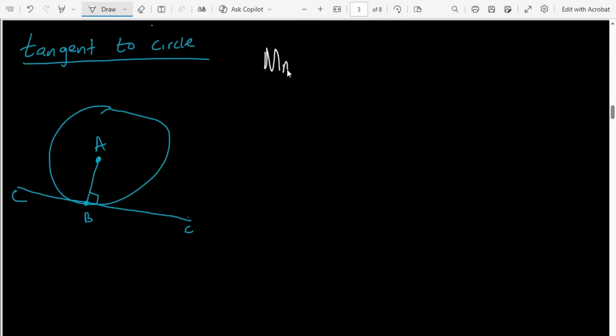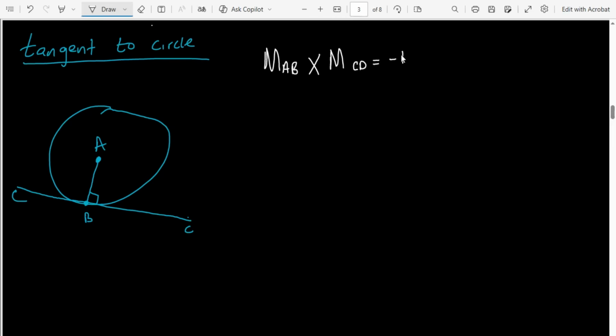The gradient of AB, when we multiply that with the gradient of CD, we need to find the answer -1. So the tangent is perpendicular to the radius. This tells us that the product of the gradients of the tangent and the radius of the circle is -1.